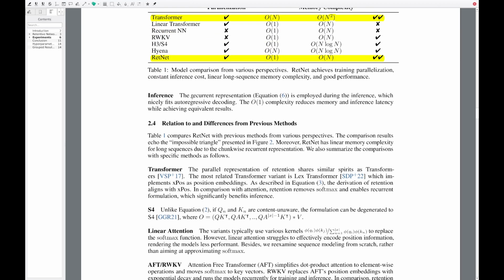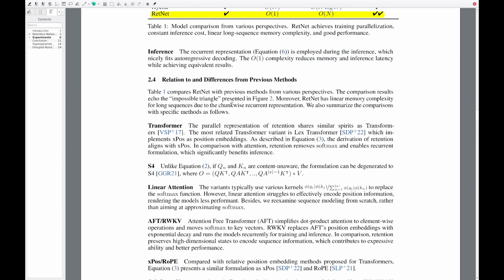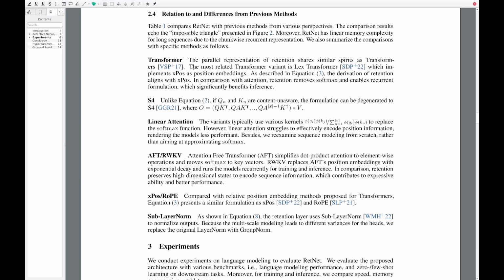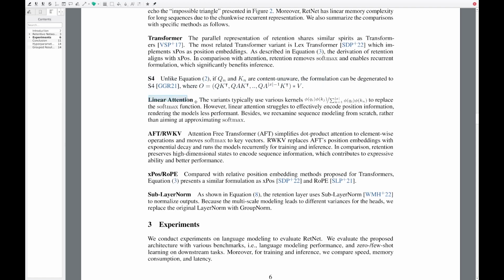They also say the recurrent representation is employed during inference, which makes sense because it's O of 1 per token. Okay. They compare it to a few other methods. They say it's very similar to a certain type of state space model. And they say it's kind of different from linear attention.